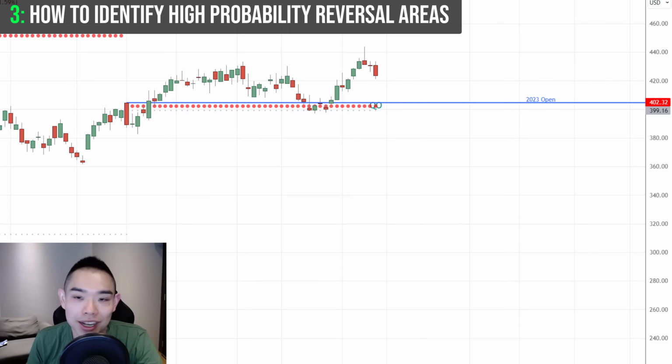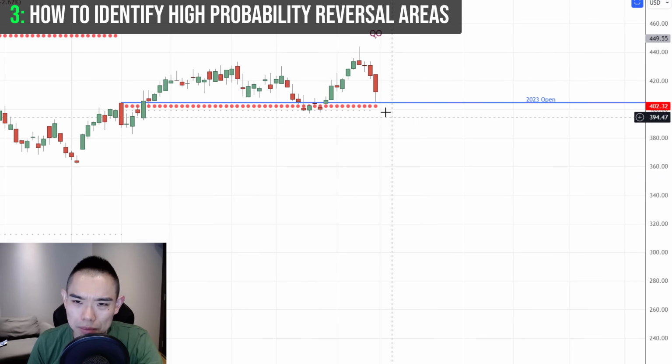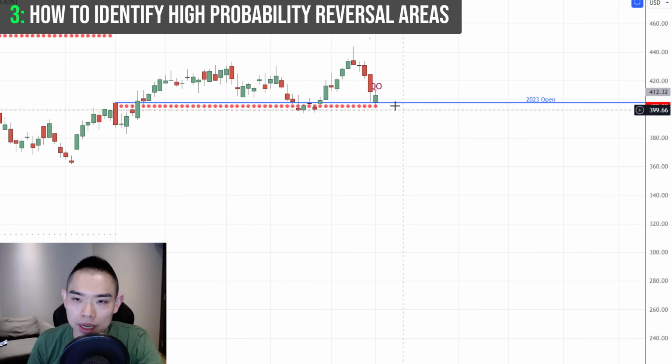So this, again, is an area of value worth paying attention to. So what do you do next? Again, look for a valid entry trigger to go long. It could be a hammer candlestick pattern, a bullish engulfing pattern, a false break setup, etc. So in this case, let's see. The market heads towards this area of value. Boom, it starts to bounce up higher, but still not a valid entry trigger.